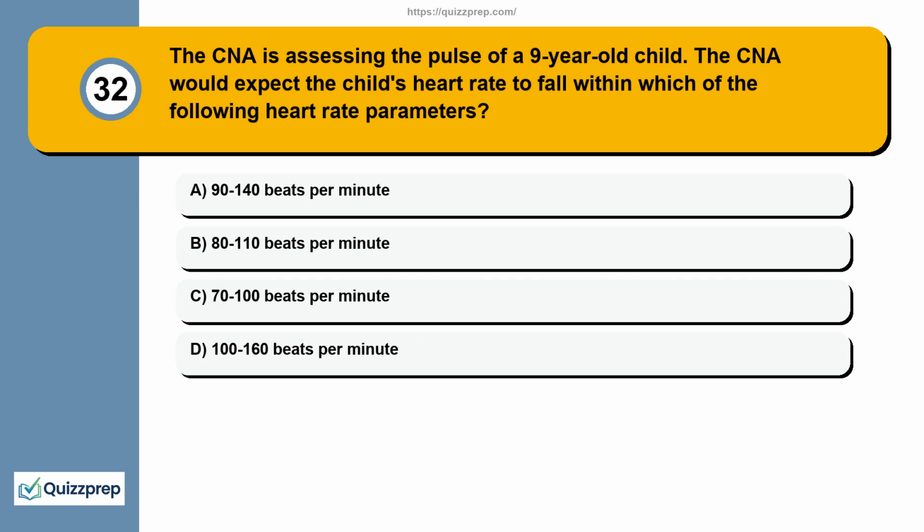Question 32. The CNA is assessing the pulse of a 9-year-old child. The CNA would expect the child's heart rate to fall within which of the following heart rate parameters? 90 to 140 beats per minute, 80 to 110 beats per minute, 70 to 100 beats per minute, 100 to 160 beats per minute.